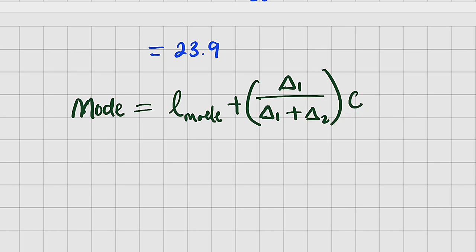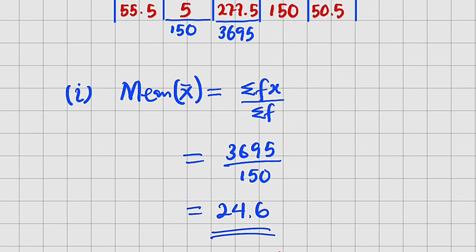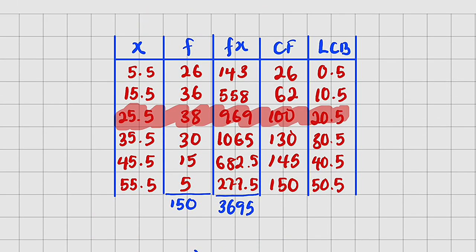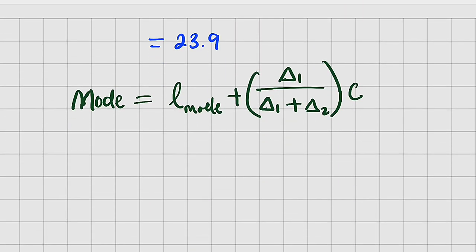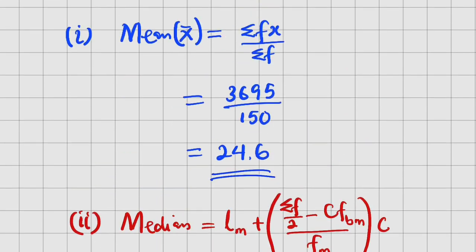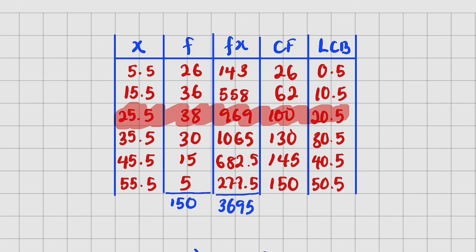Let us locate the position of the mode. Remember, mode is that class with the highest frequency. And you can see that 38 is the highest frequency right here. So it has the same position as the median. So lower class boundary remains 20.5. So this is 20.5 plus frequency of the modal class minus the frequency before the modal class. This is the frequency of the modal class minus the frequency before the modal class.